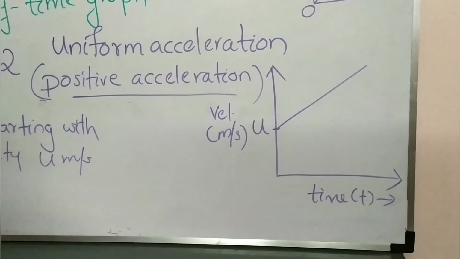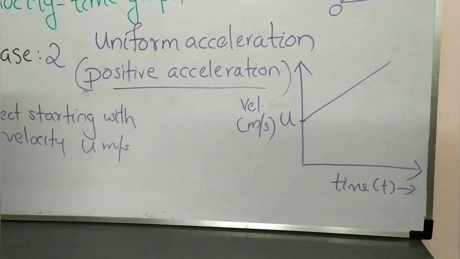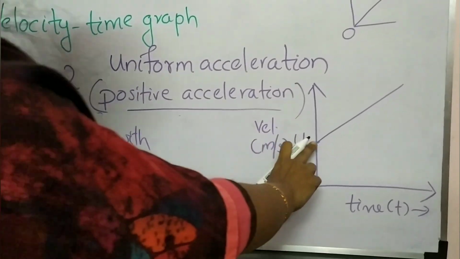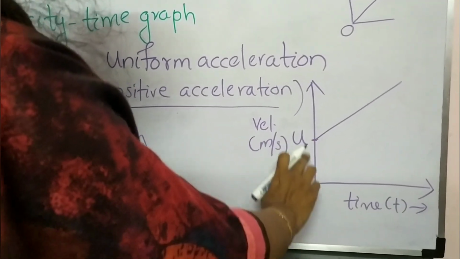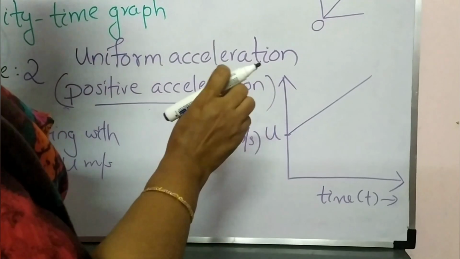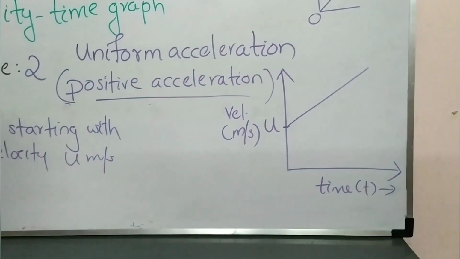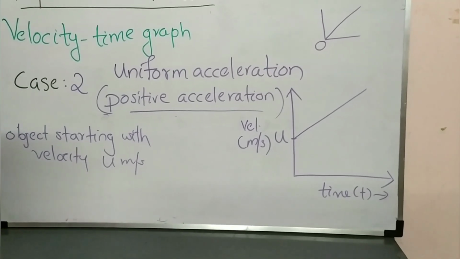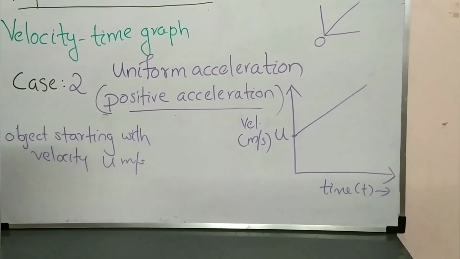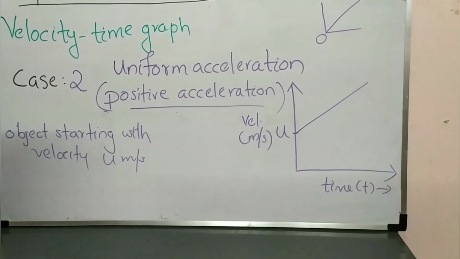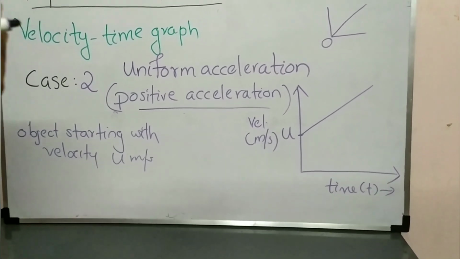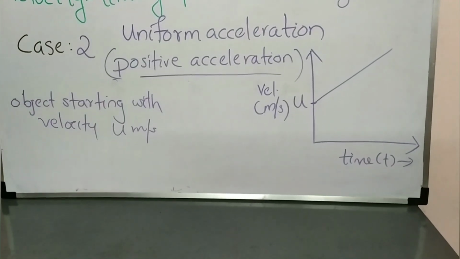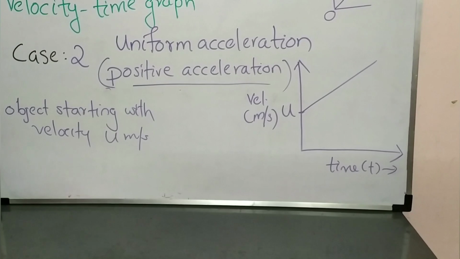That means for that object there is an initial velocity value, which we can consider as u. You can see u is marked here, so from there you have to start. Here also you will get a straight line having slope. So the velocity time graph of an object moving with positive acceleration will be a straight line having slope. In this case also, if you find the slope of the graph, you get the positive acceleration.